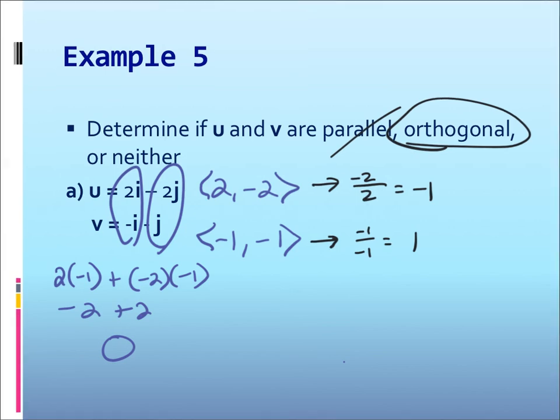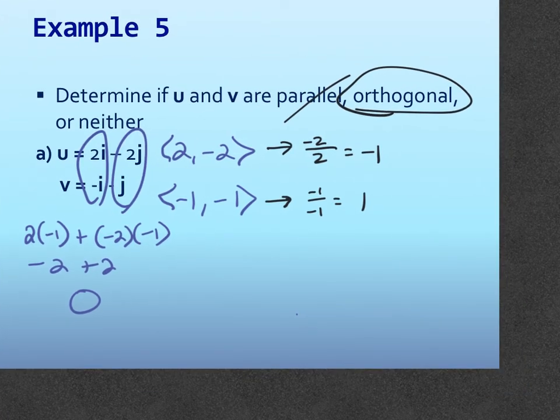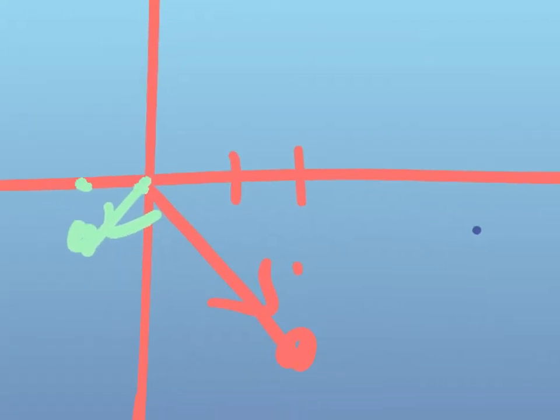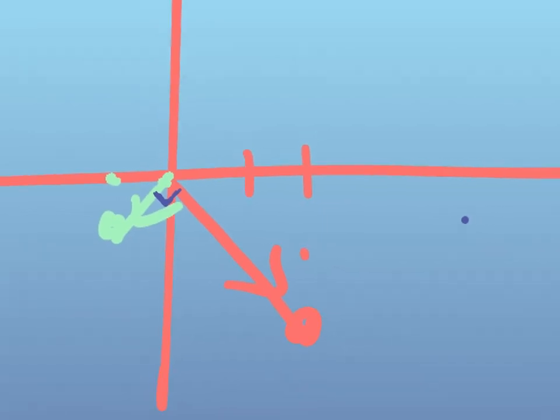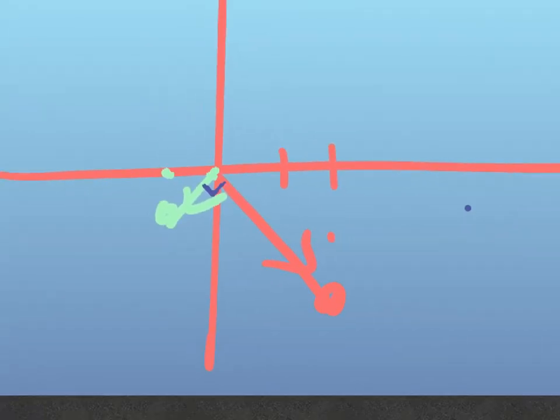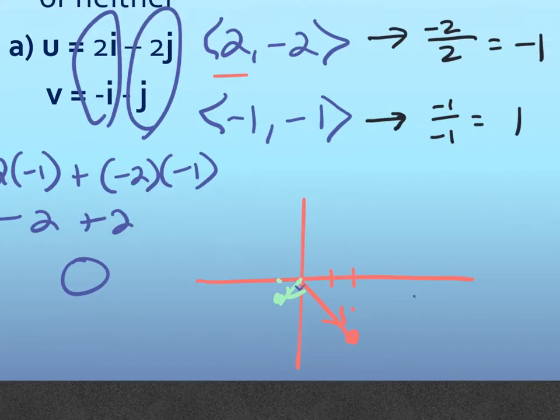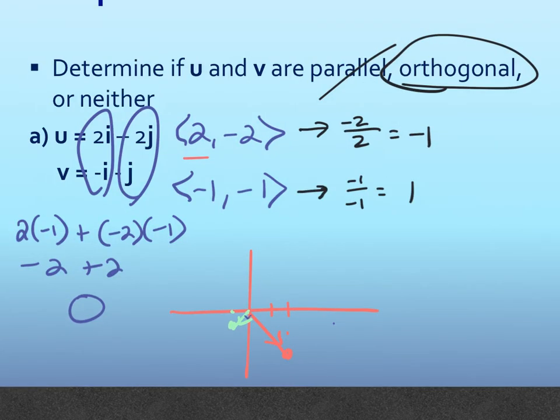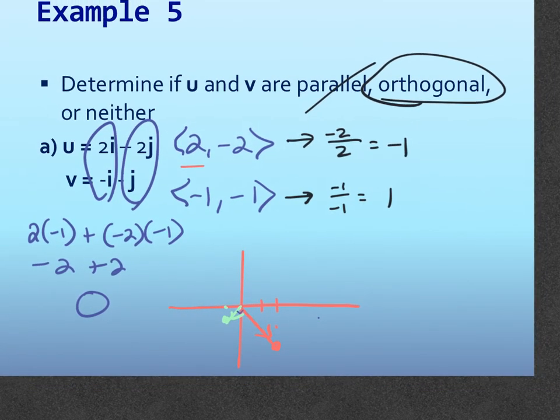So the other thing you could do here is check this, right, by drawing these 2 out. So if I plot 2, -2, right 2, down 2, it looks like that. If I plot -1, -1, it looks like that. And then ask yourself, does that look like a right angle? It's definitely not parallel, right? It looks pretty close to a right angle, which confirms what we just said, which is that they would be orthogonal, which is that they are perpendicular.